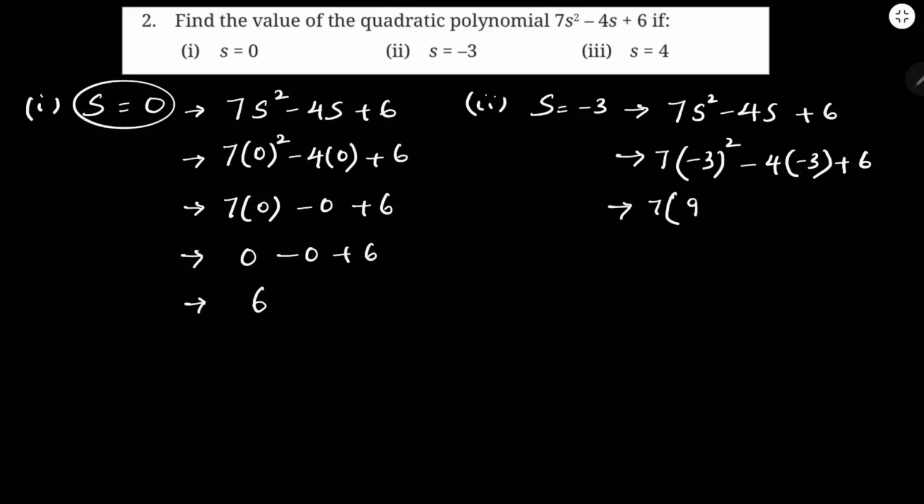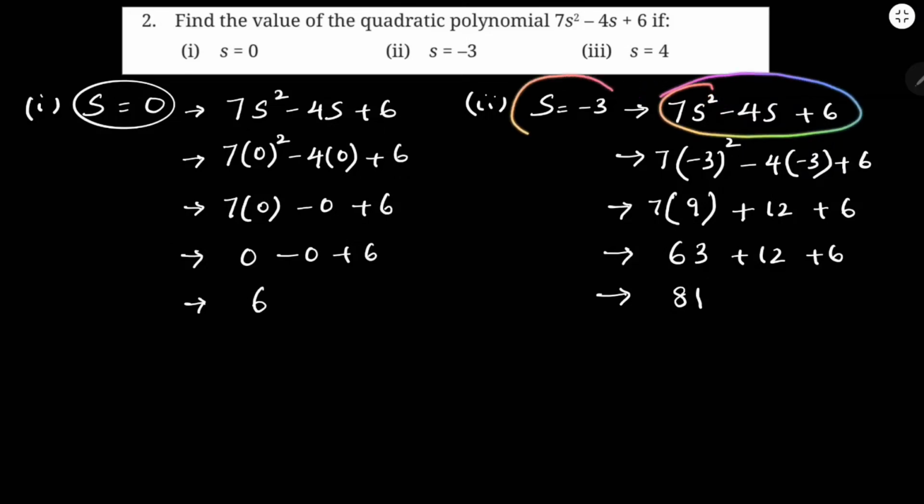So 7 into 9, minus into minus plus 12, plus 6. 7 times 9, 7 9s are 63, plus 12 plus 6. So 63 plus 12, that is 75. 75 plus 6 is nothing but 81. So the value of the polynomial 7s square minus 4s plus 6, if s is minus 3, the value is 81.